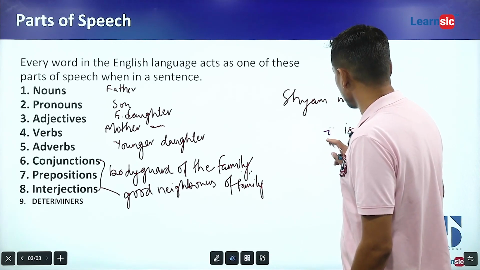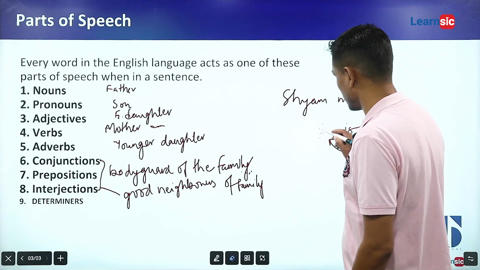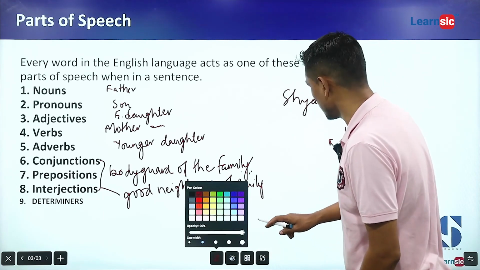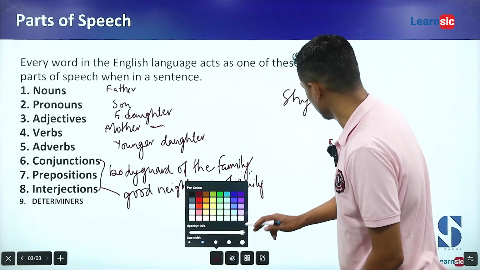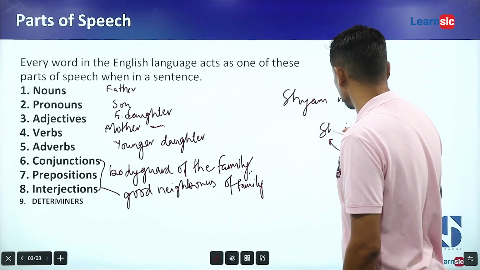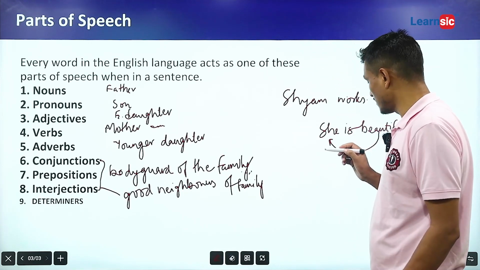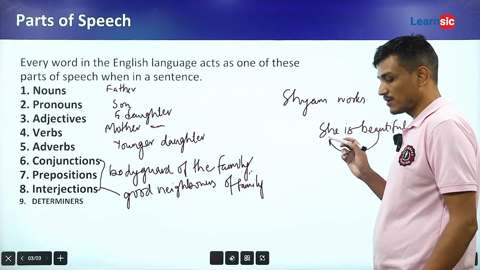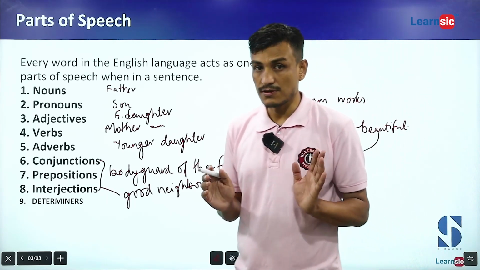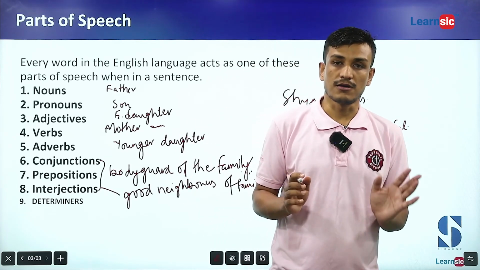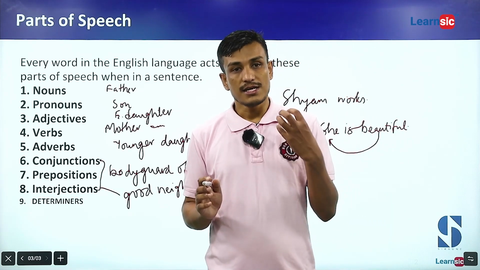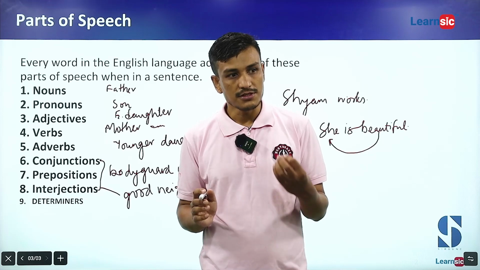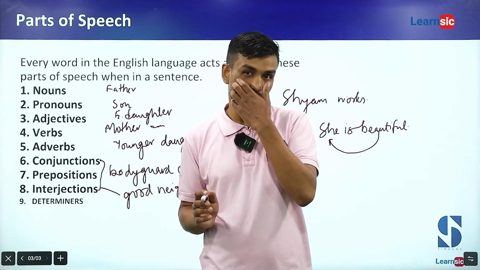adjectives. If there is no Sita, there is she. That means if there is no noun, there is a pronoun, and she is beautiful. Now the word beautiful describes the noun. So this is the general definition of noun, pronoun, adjective. Adjective always describes noun and pronoun.